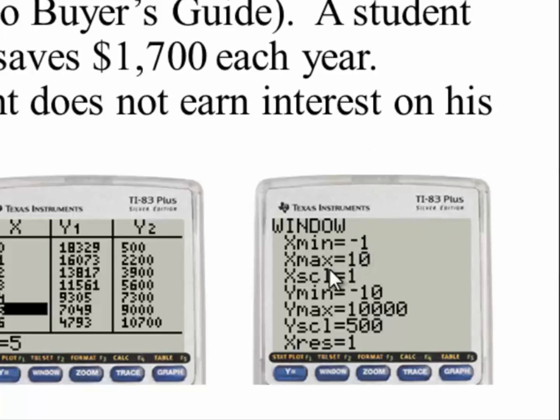-1 for my X min, 10 for my X max, because we know that the point of intersection is about 4.5. For the Y min, I'm using -10 so I can see the X axis. And for the Y max, I'm using 10,000 because I know the value of the car and the savings is about 8,200. So I'll be able to see the Y coordinate, and I'm counting by 500.